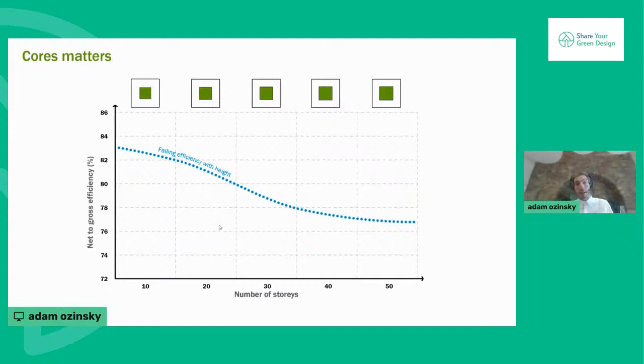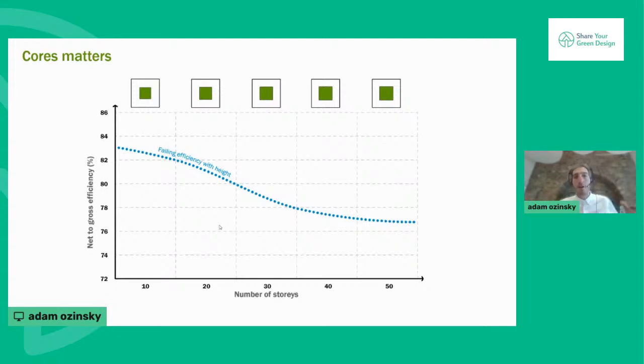And there's a knock-on effect as well, which is the higher we go, the more the cores matter. Anyone who's done commercial buildings will know the concept of net to gross efficiency. So how much useful floor area are you getting out of the total floor area?